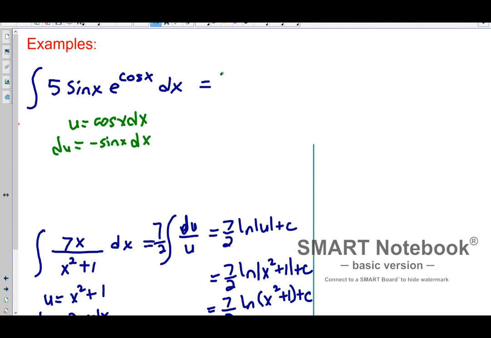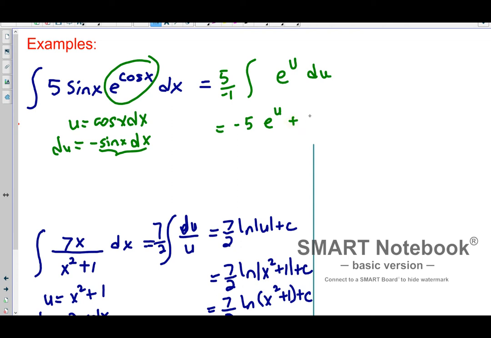Now going to the integral, take the 5 out. This becomes e to the u and sine x dx. Divide both sides by -1, so it'll be du over -1. So du can go on the inside, over -1 can go on the outside. So 5 over -1 is just -5. Integral of e to the u du is e to the u. And don't forget the plus c. And as always, bring the u back in terms of the x variable. Sorry, I should have said u is just cosine x.